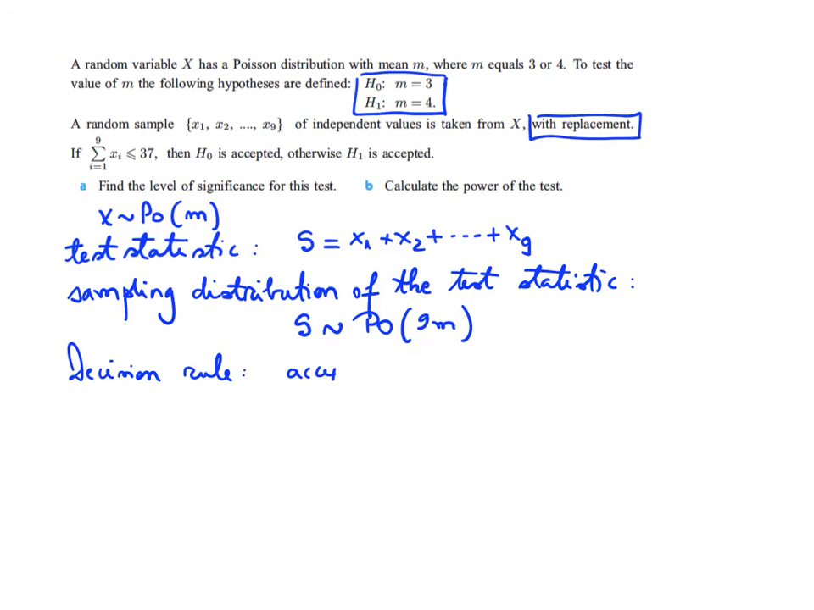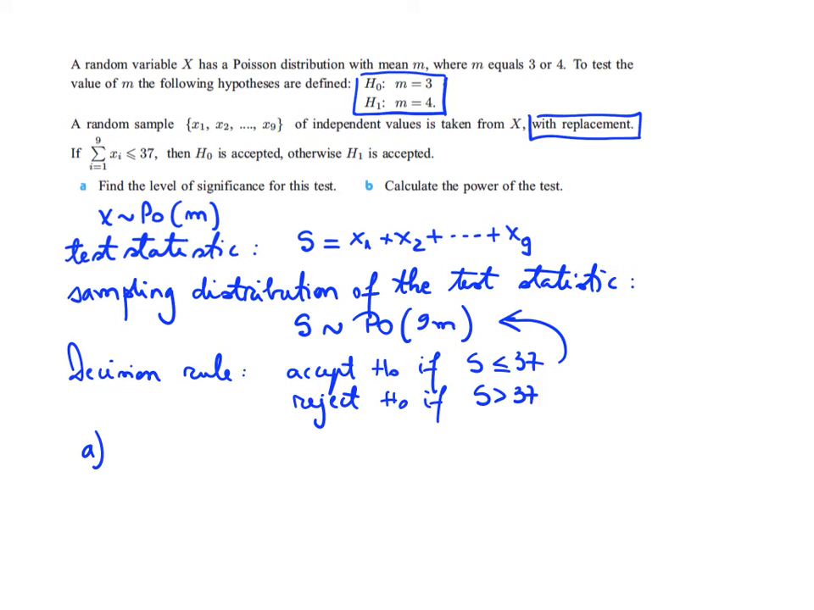So the decision rule is accept H0 if S is smaller or equal to 37. Reject H0 if S is bigger than 37, right? Yes, bigger than 37. So for S, I'm looking again at this distribution, the sampling distribution of the test statistic.